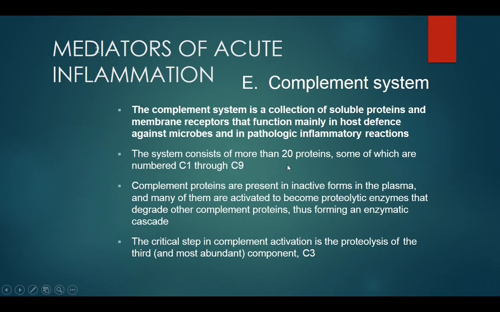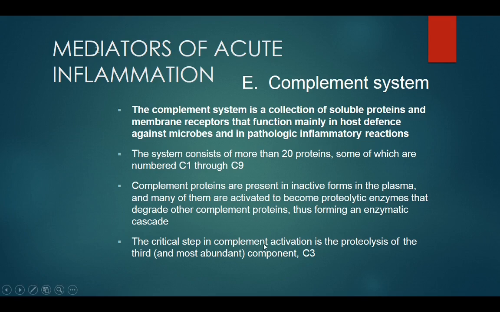The system consists of 20 proteins, some of which are numbered from C1 to C9, like C1, C2, C3 till C9. There are some of these which are very important. Complement proteins are present in inactive forms in the plasma. Like I told you, these are present in inactive forms. And if there is inflammation, then immunoglobulins are the ones which activate this complement system, which means they help control infections.